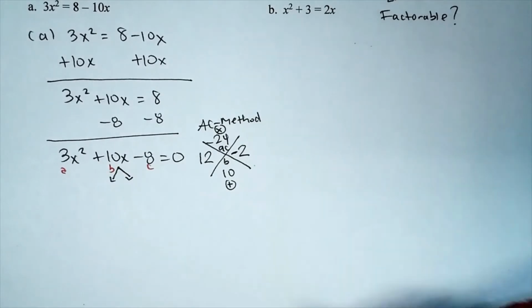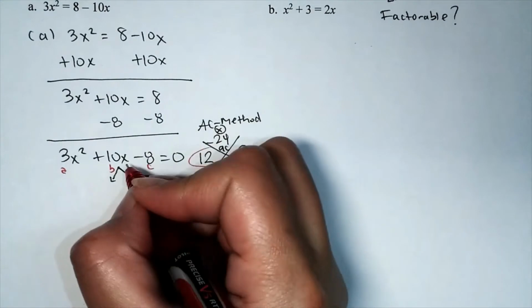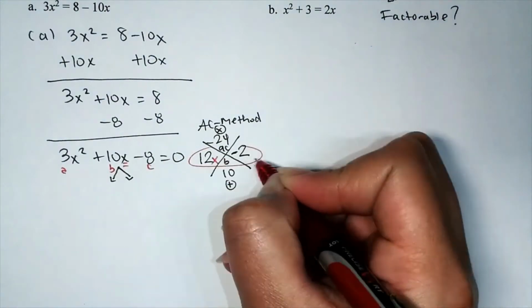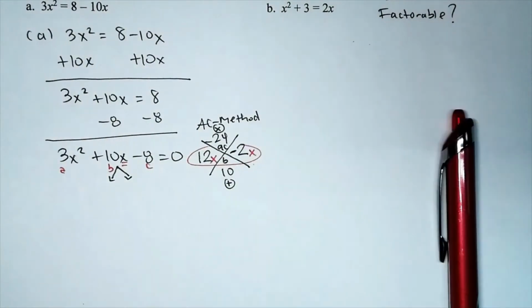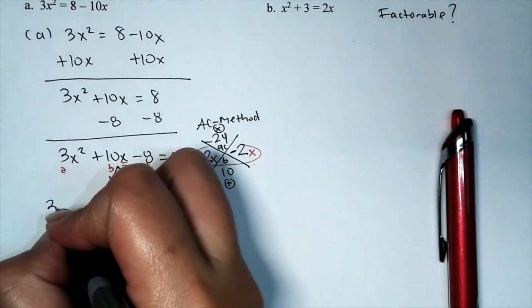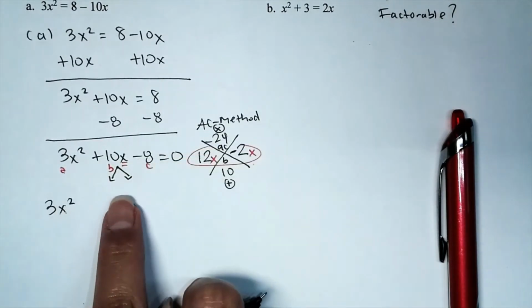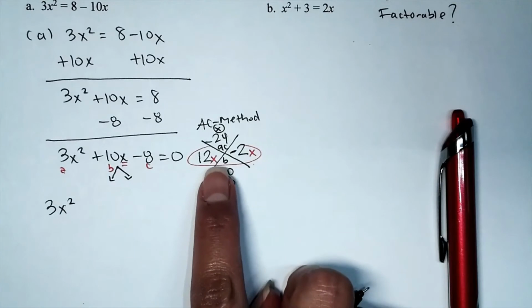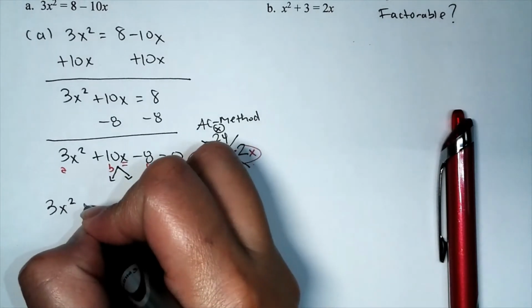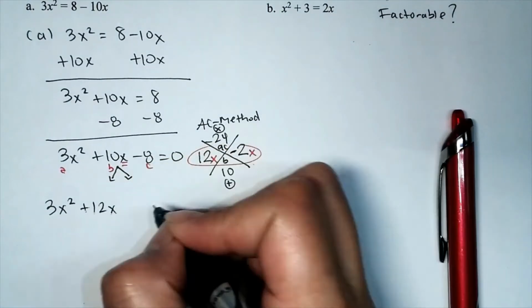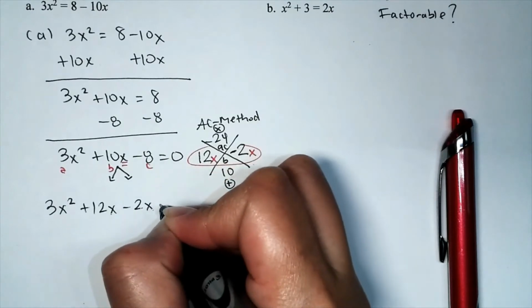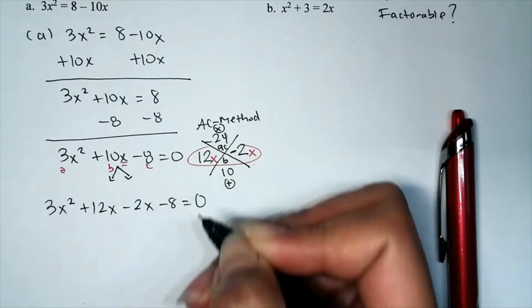So we're going to take our sides and tag along the variable part of the middle term. So let's do this. This will give us 3x squared, and we will replace 10x by the sides. So 12 is positive, so we're going to put plus 12x. 2 is negative, that's how we put minus 2x, and we bring down the rest of the problem.